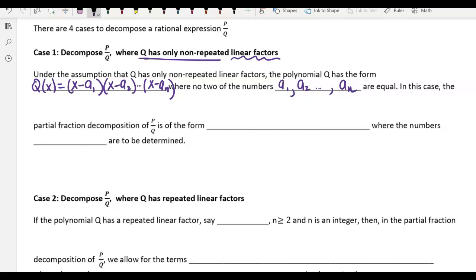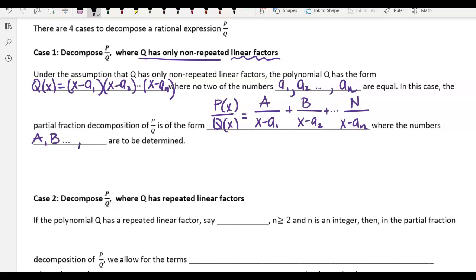In this case, the partial fraction decomposition of P of X over Q of X is A over X minus the first factor. In our case, it was x minus a subscript 1, plus B over the second factor. However many factors that we have, students, that's how many partial fractions that we're going to get. So the last one is whatever the last factor is. Okay? Where the numbers A, B, dot, dot, dot, N are to be determined by us.